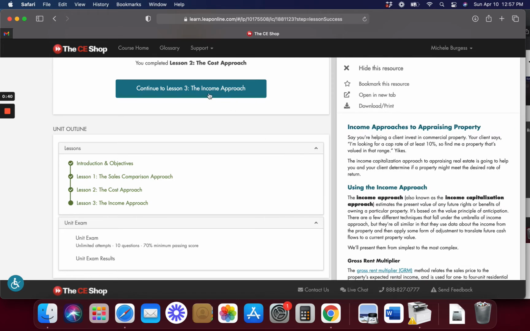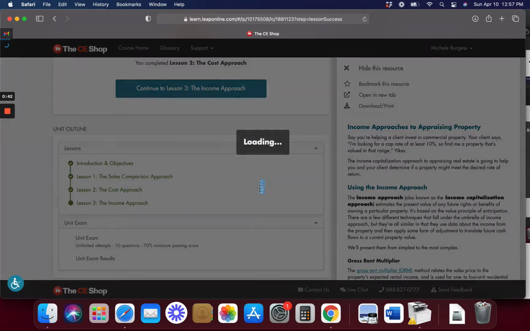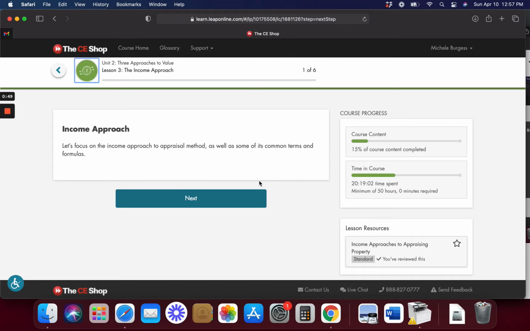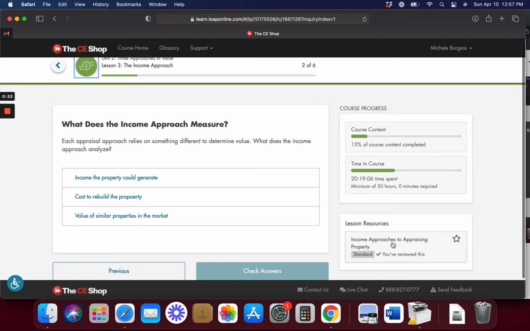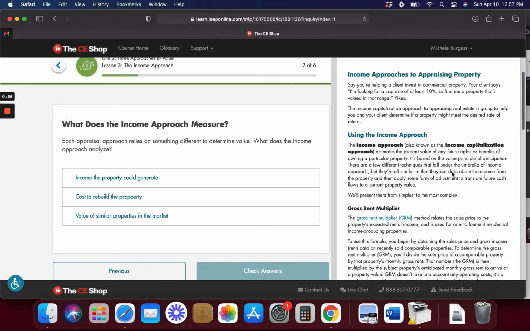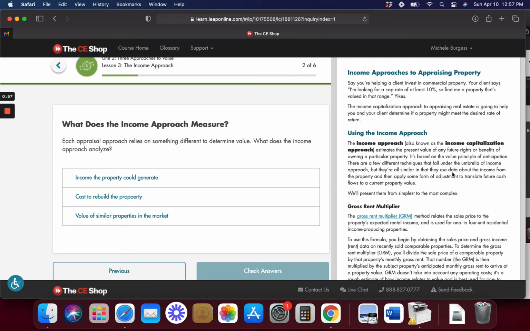Okay, income approaches to appraising property. We're still on appraisals. Let's focus on the income approach, some of its common terms and formulas. Let's say you're helping a client invest in commercial property. Your client says, I'm looking for a cap rate of at least 10%, so find me a property that's valued in that range. So maybe this is why we need to learn this, right?